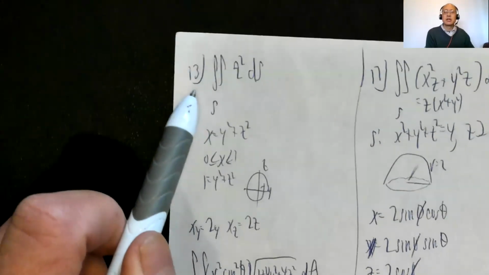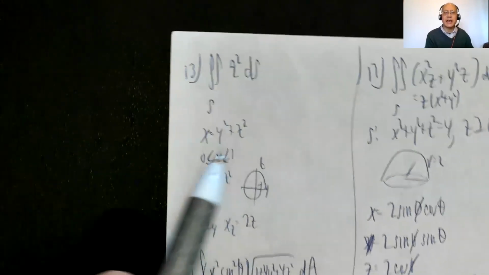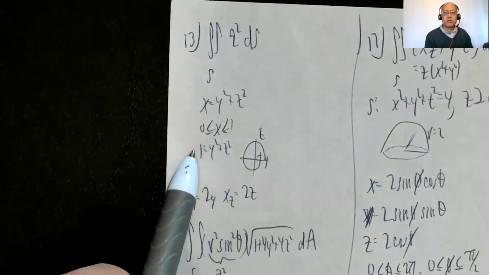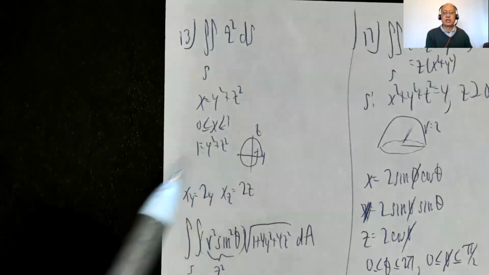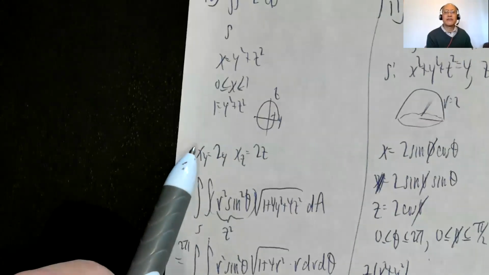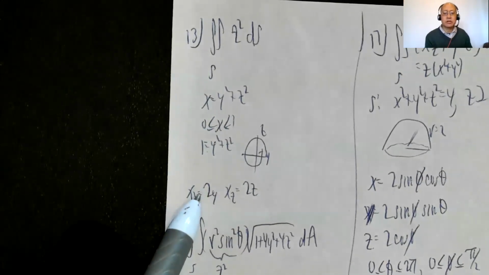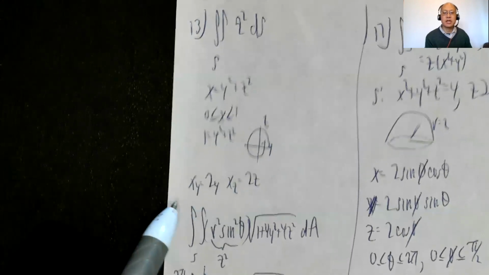Okay. 13, double integral of z squared dS. x is y squared plus z squared. x goes from 0 to 1. So that means 1 equals y squared plus z squared in the extreme. Okay, so x is a function of y and z. x_y is 2y, x_z is 2z.